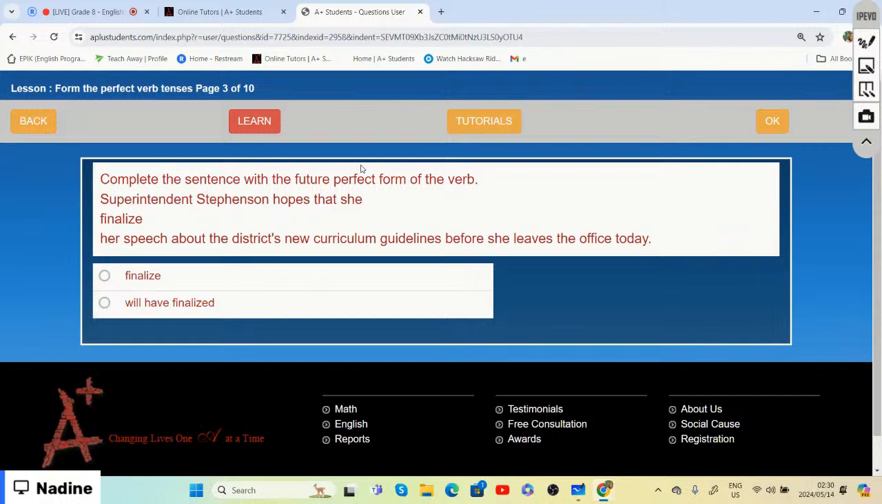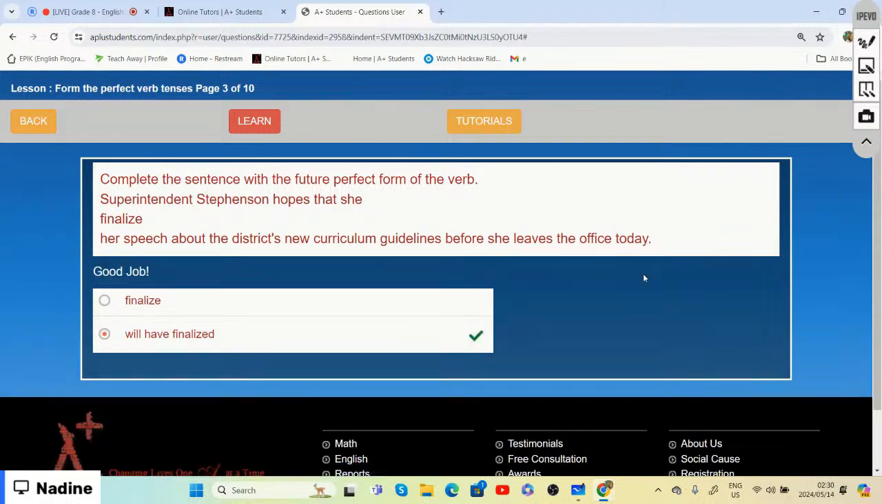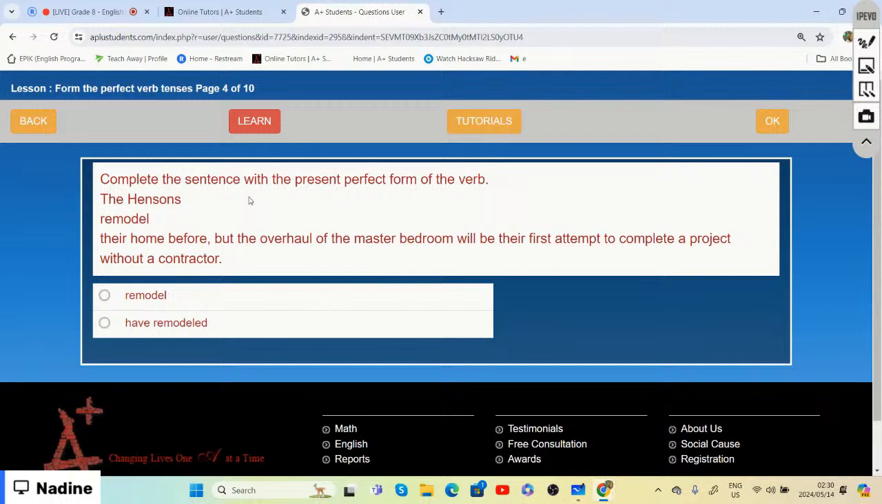All right, so we say Superintendent Stephenson will have finalized her speech about the district's new curriculum guidelines. Remember, because that is the present perfect tense, and with the present perfect tense, we use the helping verb, which is will have. Now we need to complete the sentence with the present perfect form of the verb.